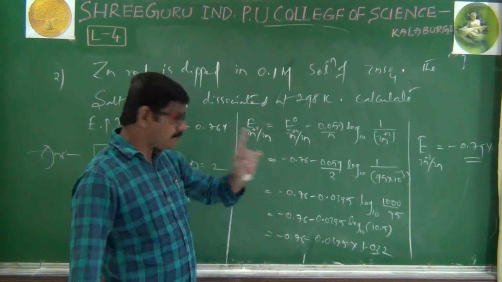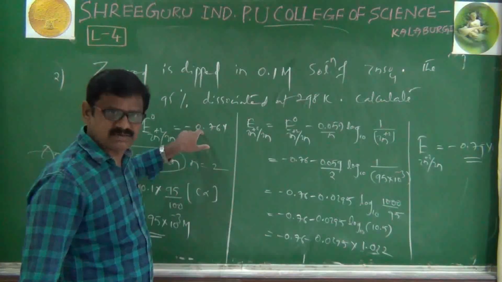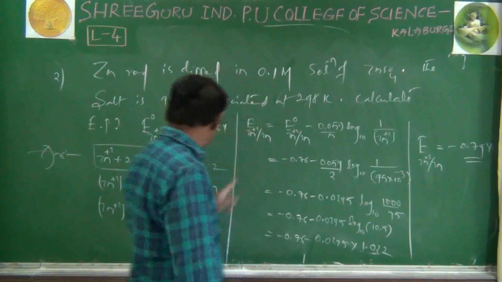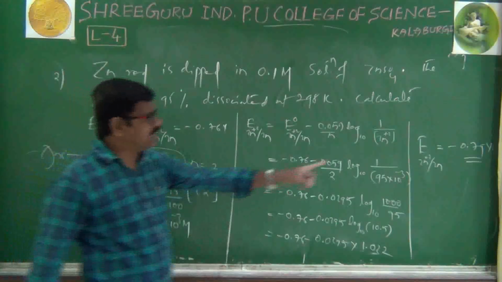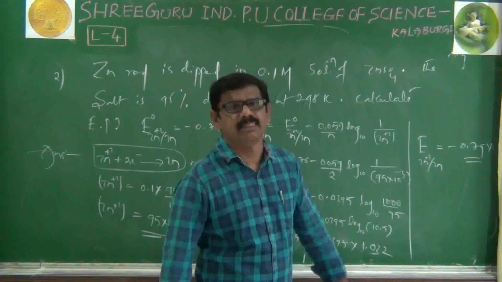Means if the concentration is 1 molar, the value is minus 0.76. If the concentration is other than 1 molar, that is 95 into 10 to the power of minus 3 molar, then the value is minus 0.79 volts.